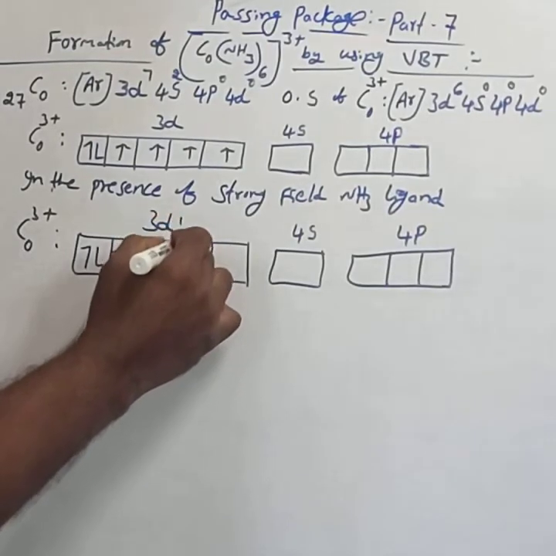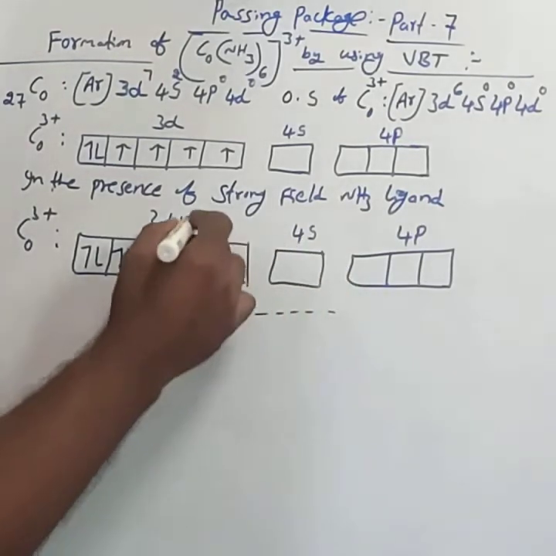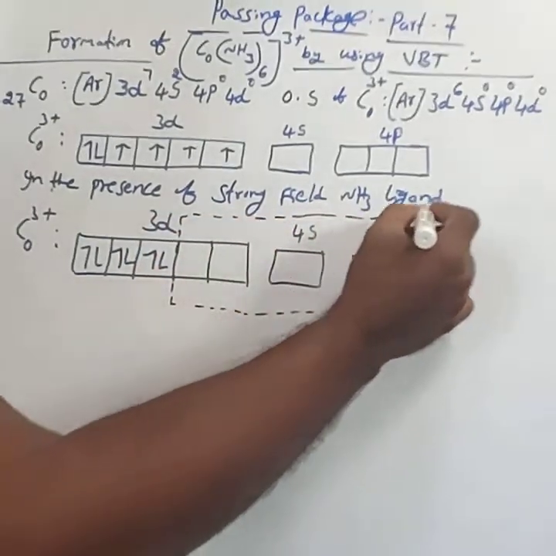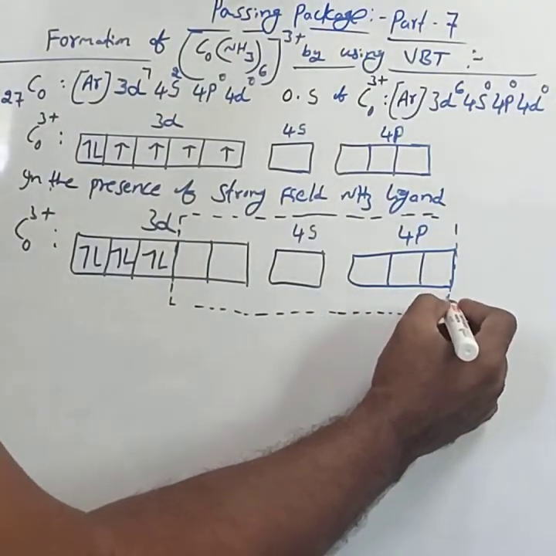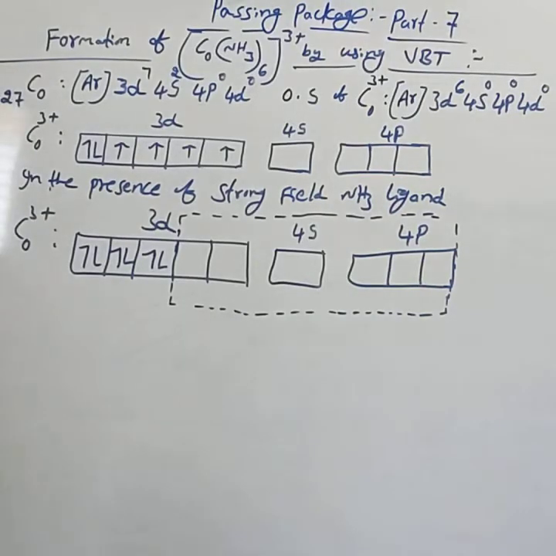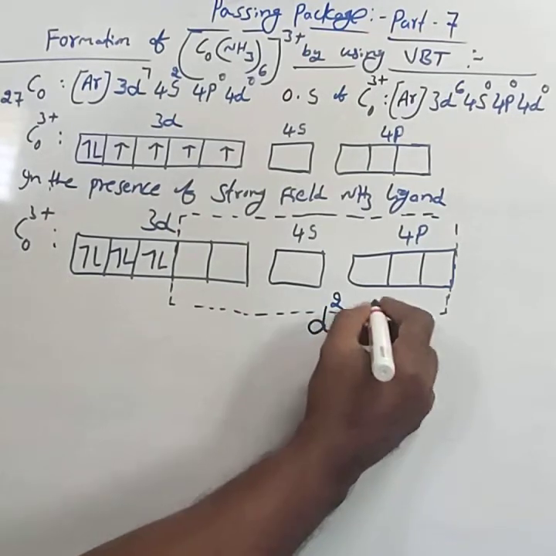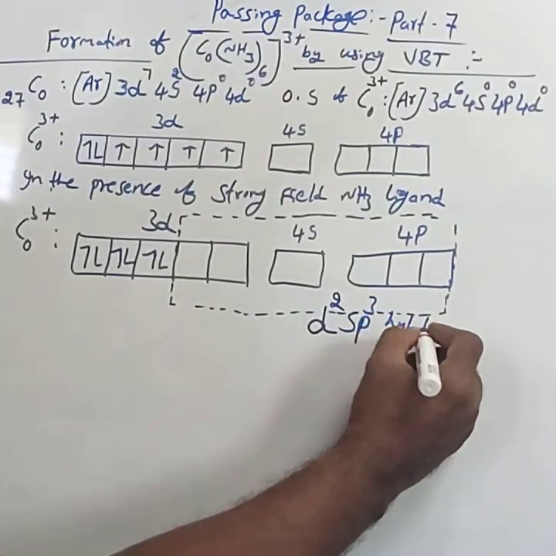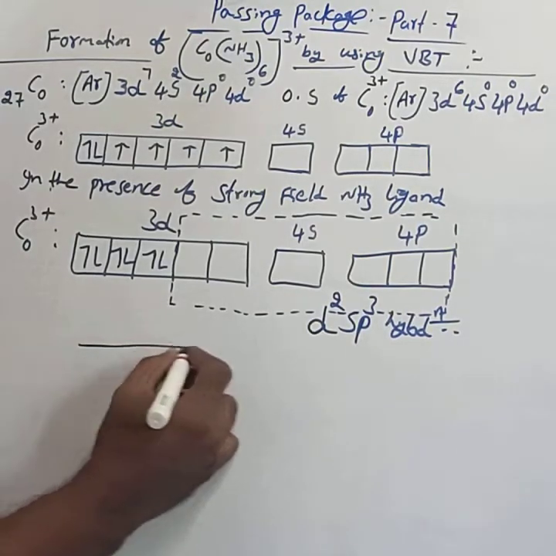Out of these vacant orbitals, 2 3d orbitals, one 4s and three 4p orbitals undergo hybridization. The hybridization name is d2sp3 hybridization. They undergo d2sp3 hybridization to form 6 d2sp3 hybrid orbitals.